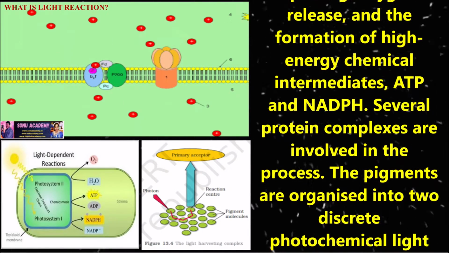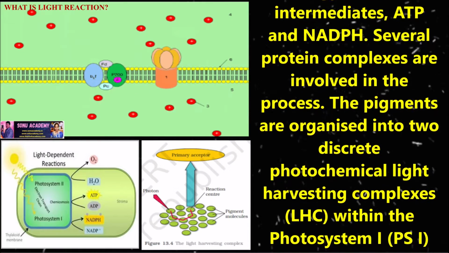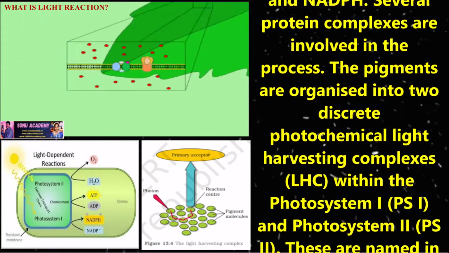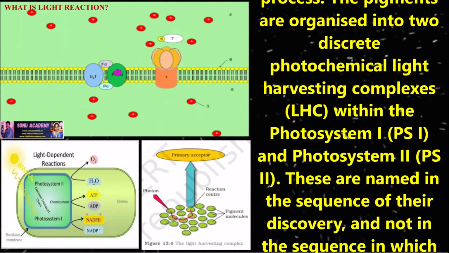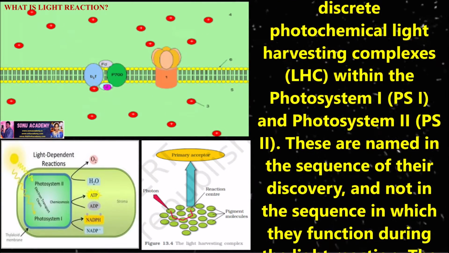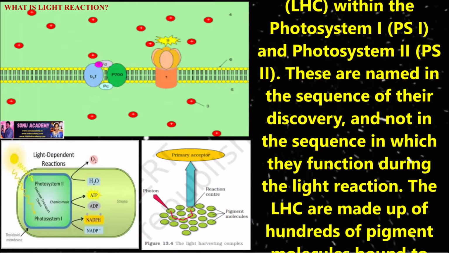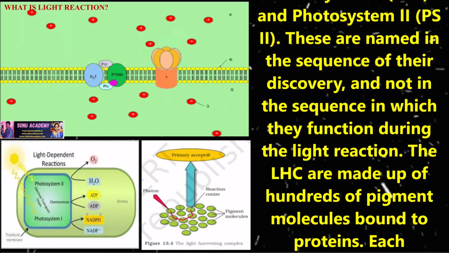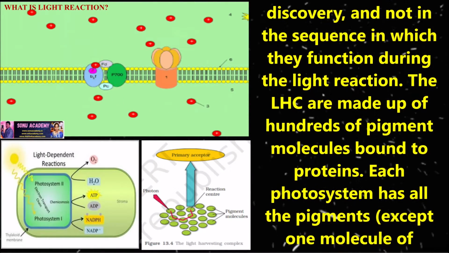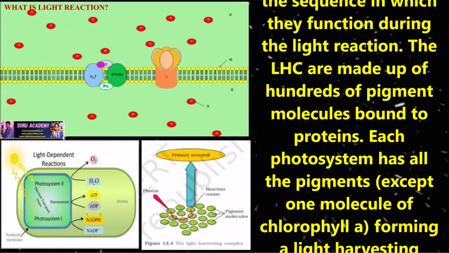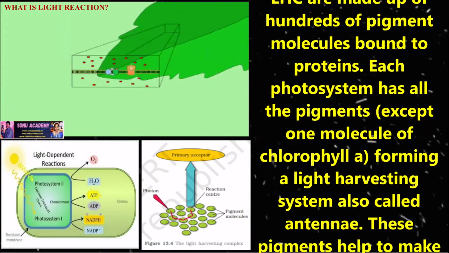The pigments are organized into two discrete photochemical light harvesting complexes, LHC, within the photosystem 1, PS1, and photosystem 2, PS2. They are named in the sequence of their discovery and not in the sequence in which they function during the light reaction. The LHCs are made up of hundreds of pigment molecules bound to proteins.